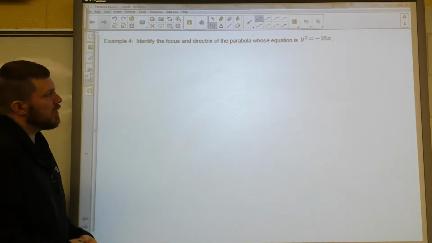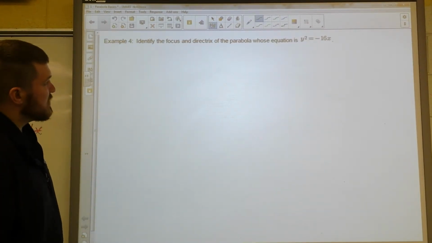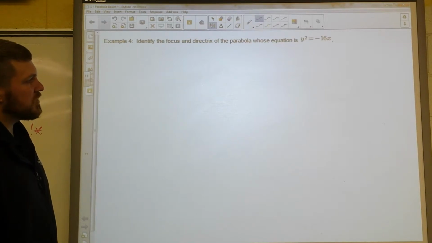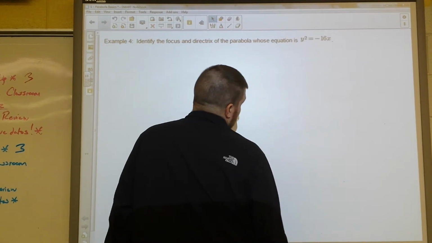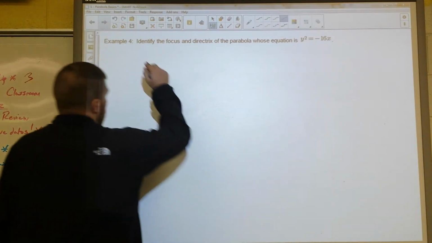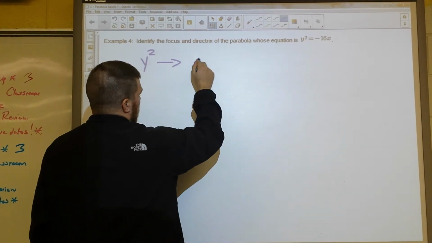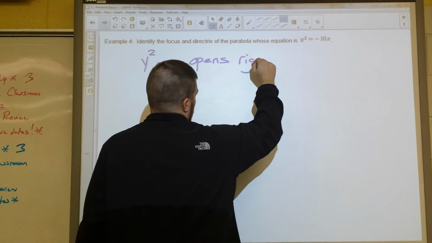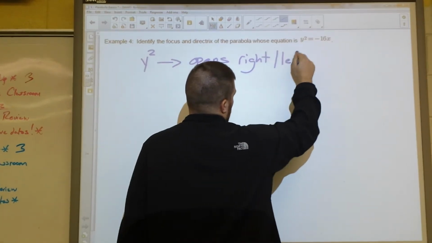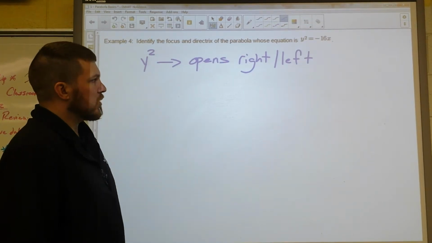Let's do an example. Here we want to identify the focus and the directrix of the parabola y squared equals negative 16x. As soon as I see y squared, that means I have a parabola that opens right or left. I'm not sure which direction it opens yet, but it does open right or left.